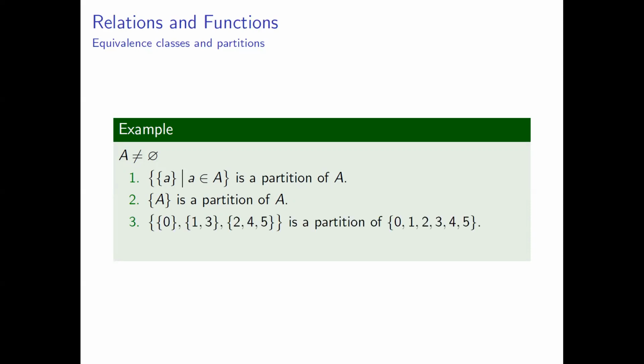The singleton with element 0, the set with elements 1 and 3, and the set with elements 2, 4, and 5 form a partition of the set with elements 0, 1, 2, 3, 4, and 5. The set of rational numbers and the set of irrational numbers form a partition of the set of real numbers.